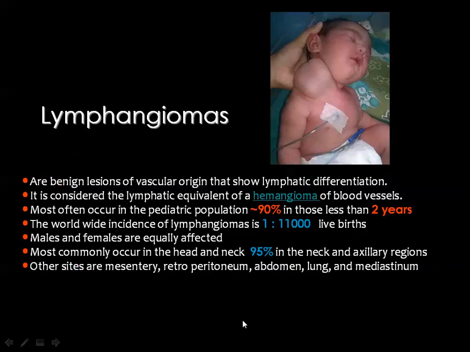And finally, we came to the lymphatic lesions, which include two lesions, the lymphangioma and the lymphangiomatosis. Lymphangioma is a benign lesion of vascular origin, of lymphatic origin, and it is the lymphatic equivalent of the hemangioma, most commonly seen in the pediatric age group before the age of 2 years. Then this lesion is commonly seen in the head and the neck, sometimes extends to the axilla, and many times it goes to the mediastinum.